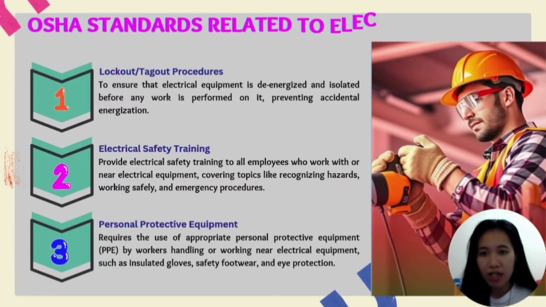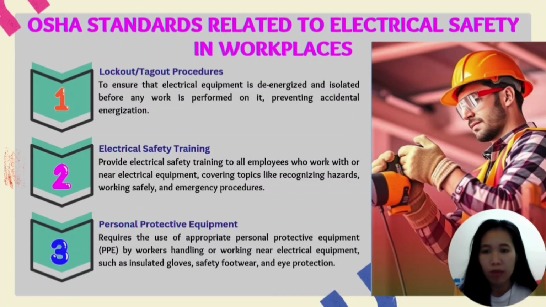Okay, now for OSHA standards related to electrical safety in the workplace. Number one is for lockout and tagout procedures to ensure the electrical equipment is de-energized and isolated before any work is performed on it, preventing accidental energization. Number two is electrical safety training. It provides electrical safety training to all employees who work with or near electrical equipment, covering topics like recognizing hazards, working safely, and emergency procedures.